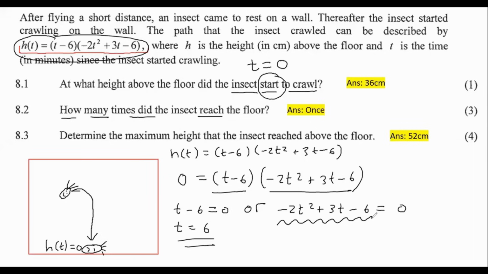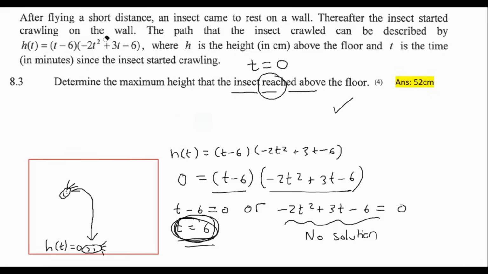But I'm going to spoil the fun for you, and I'm going to tell you right now that if you try to solve this equation over here, you are going to get an error on your calculator. What that means is that there is no solution for this part. No solution. So that means the insect only reaches the ground at 6 minutes. So it only touches the ground once. There was only one answer.